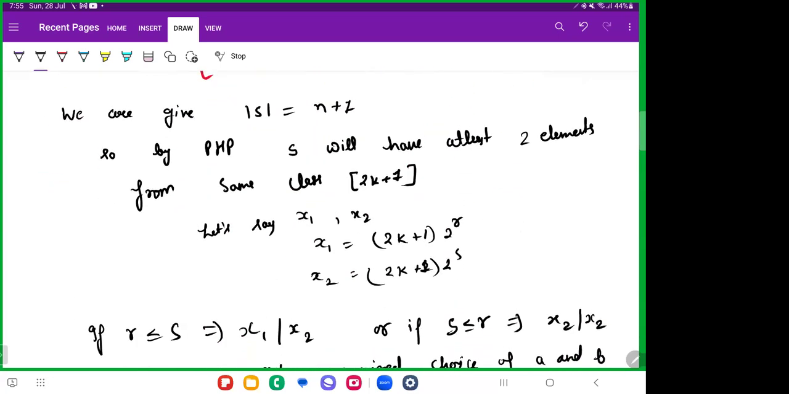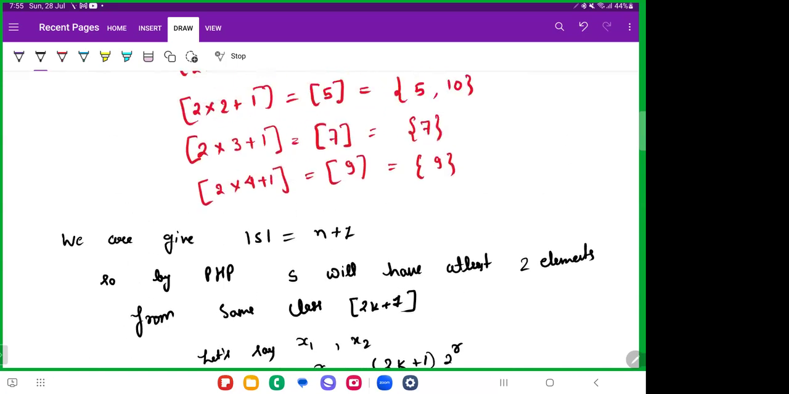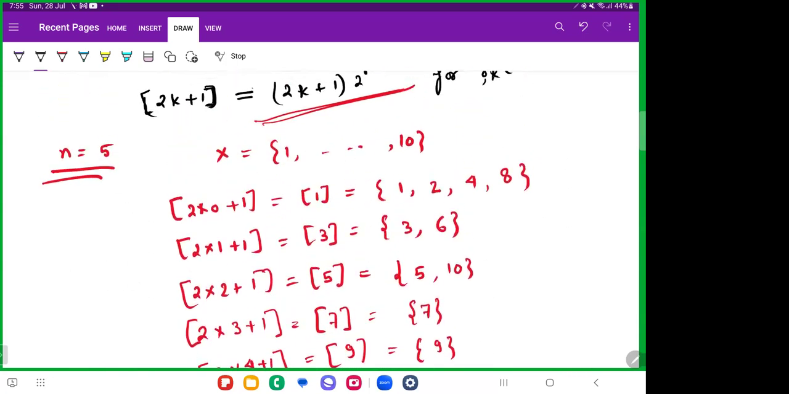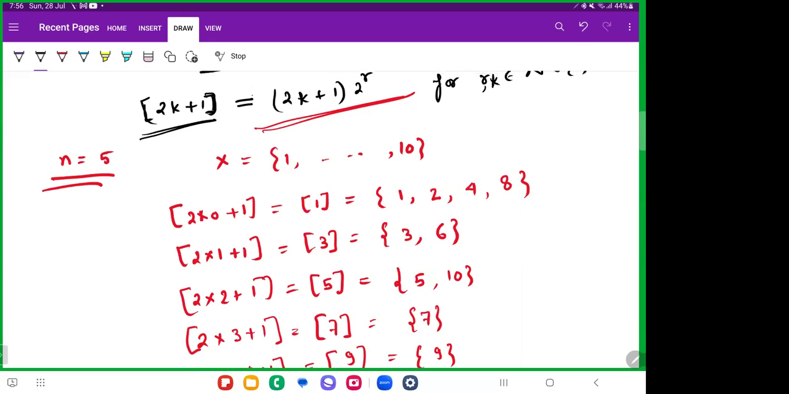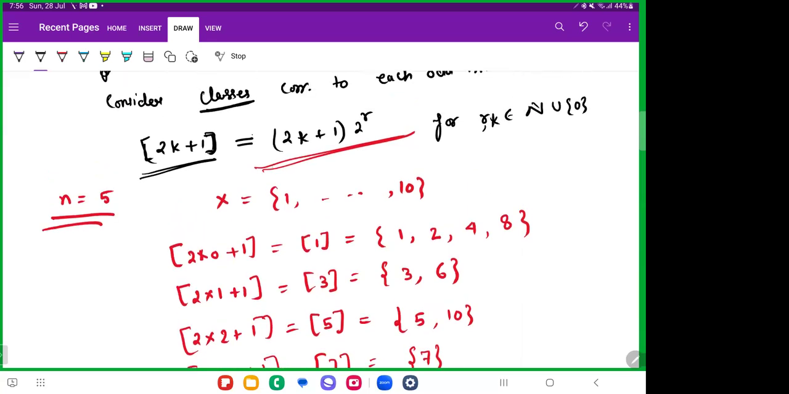Any doubts? You can ask me. Sir, can you please explain it again, sir? Didn't get it. Yes, sure, sir. So between 1 to 2n, we have n odd integers. This is clear, right? Yes, sir. So corresponding to each odd integer, I am constructing a class by 2k plus 1. In this class, the elements will look like 2k plus 1 dot 2 to the power r.